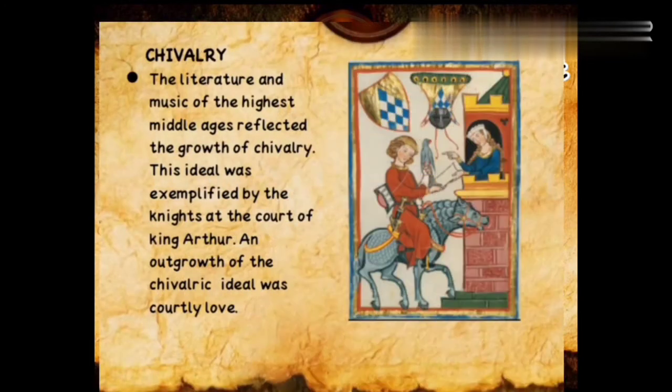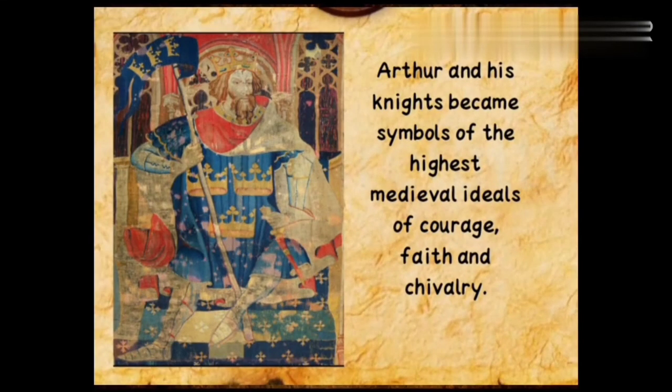Chivalry. What was the meaning of chivalry? Chivalry, the knightly class of feudal times, is the primary sense of the term in Europe in the Middle Ages. It meant knights, or fully armed and mounted fighting men. Then the term came to mean the gallantry and honor expected of knights. Later, the word came to be used in its general sense of courtesy. Arthur and his knights became symbols of the highest medieval ideals of courage, faith, and chivalry.